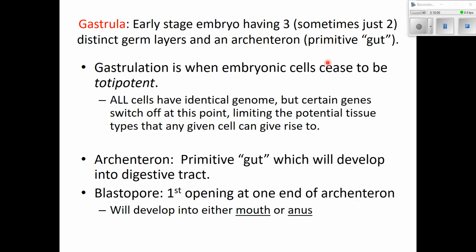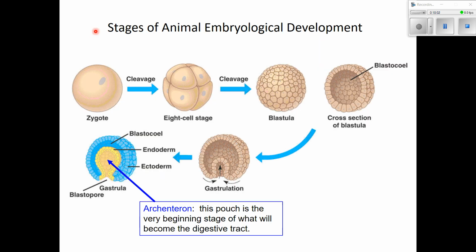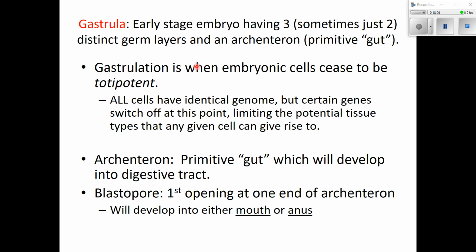I've already kind of talked about this. The gastrula is this stage, right, for us humans. It's right around the 15-day point. It's an early stage embryo having three distinct germ layers. And notice it says sometimes two.